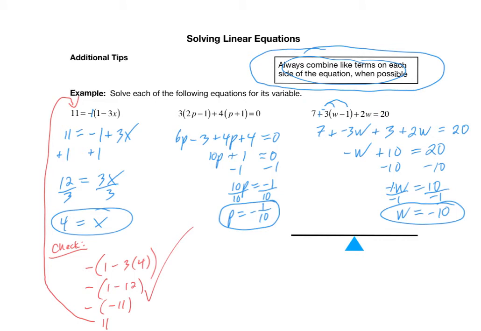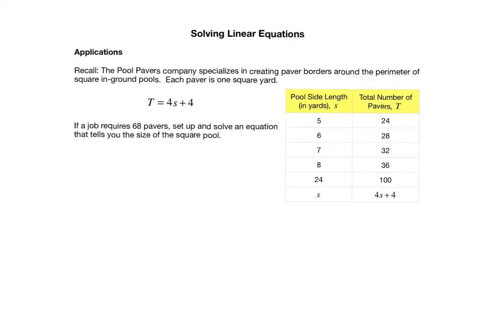Now that we've gotten a bunch of practice using the distributive property in solving linear equations, let's look at a couple of applications. Let's recall a problem from a previous screencast. The Pool Pavers Company specializes in creating paver borders around the perimeter of square in-ground pools. Each paver is 1 square yard. In that previous screencast, we studied this input-output rule pretty thoroughly and figured out that T is equal to 4S plus 4, where S is the pool side length in yards, and T is the total number of pavers. So T equals 4S plus 4.